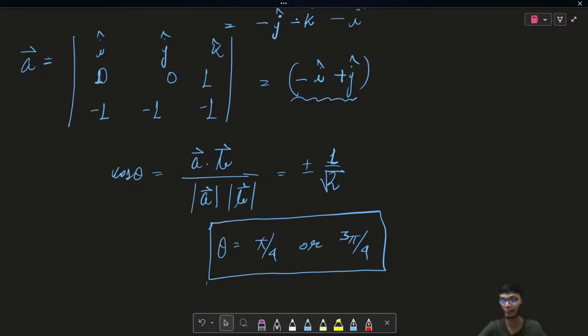Is it clear, TV gaming? Is this part clear to all of you?